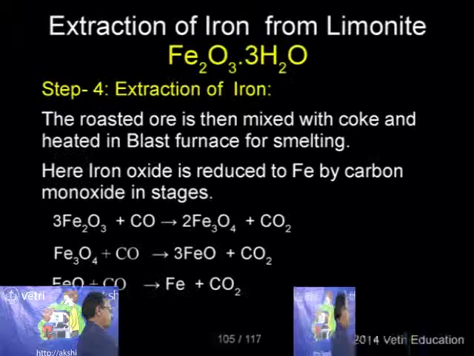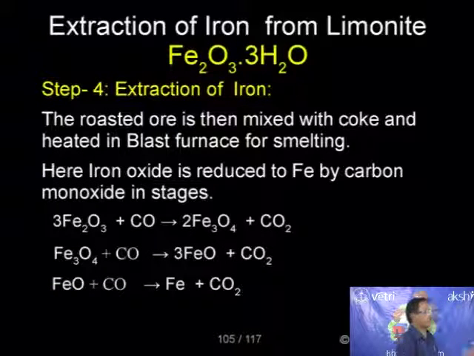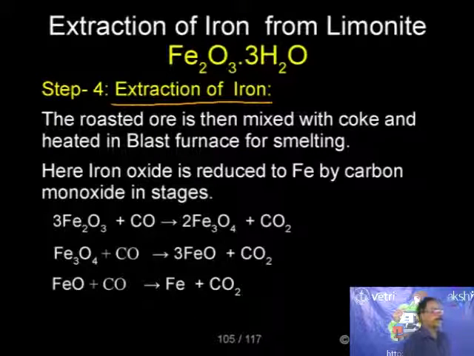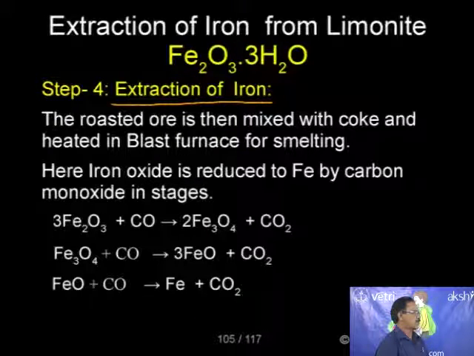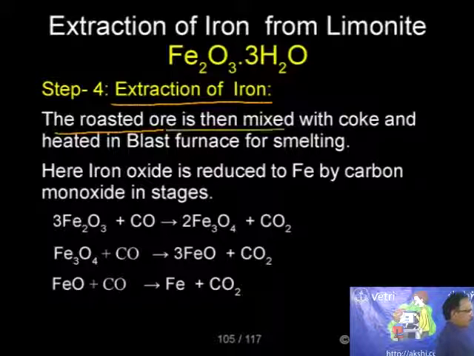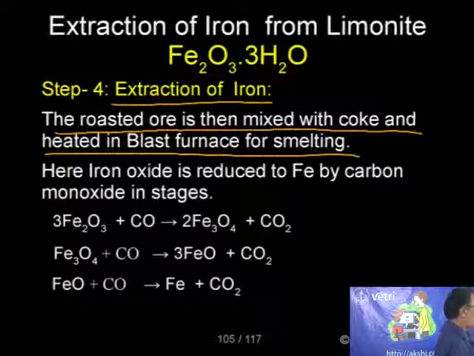Okay, next one. Extraction of iron, impure iron. Extraction of iron, step 4. So what is happening here? In this case, the roasted ore is mixed with coke and heated in a blast furnace for smelting. That we have followed already in step 3. We are heating with carbon in a blast furnace for melting.